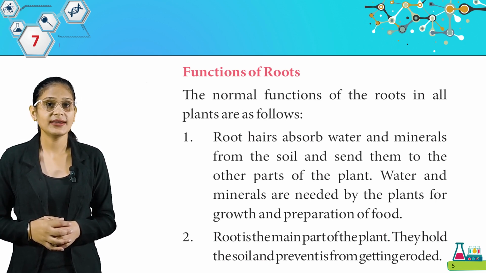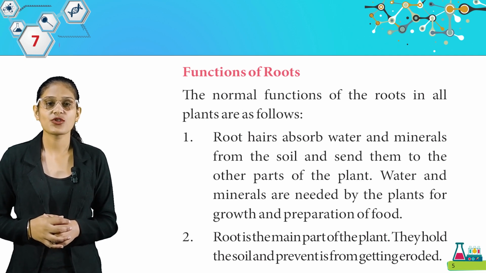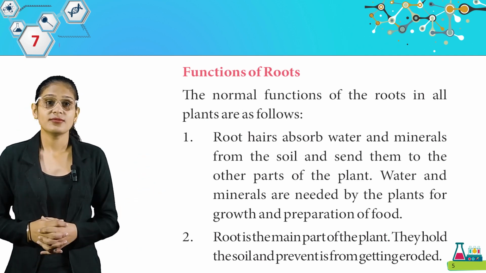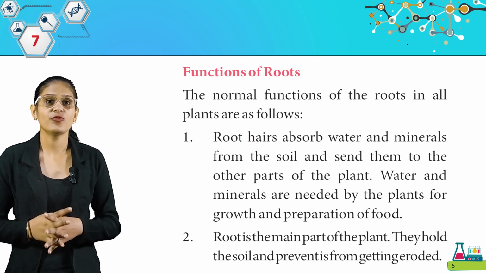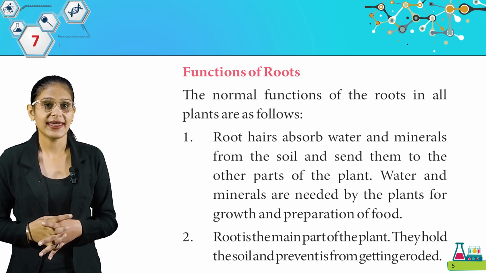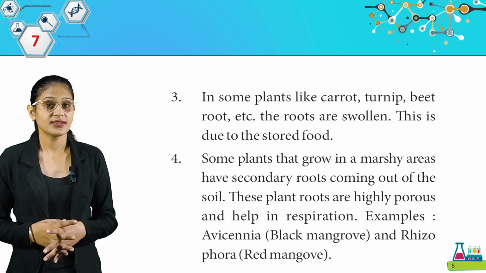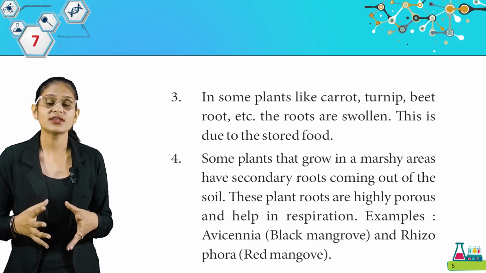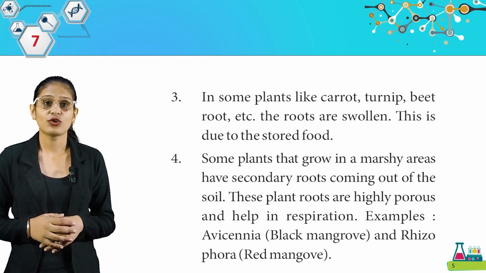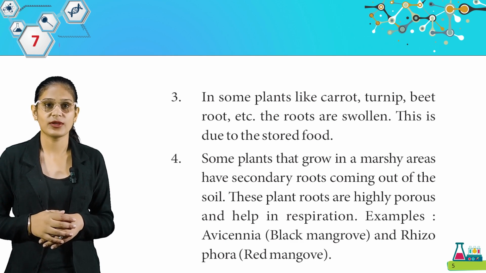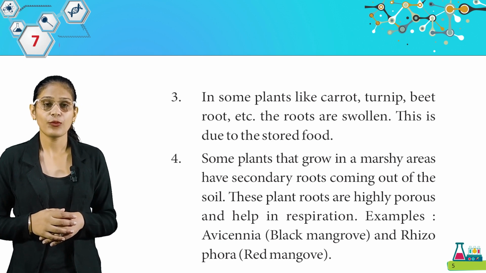Water and mineral are needed by the plants for growth and preparation of food. Look at the second point. Root is the main part of the plant. They hold the soil and prevent it from getting eroded. Come to the next. In some plants like carrot, turnip, beetroot, etc., the roots are swollen. This is due to the stored food. Come to the next. Some plants that grow in marshy areas have secondary roots coming out of the soil. These plant roots are highly porous and help in respiration. Examples: Avicennia black mangrove and Rhizophora red mangrove.